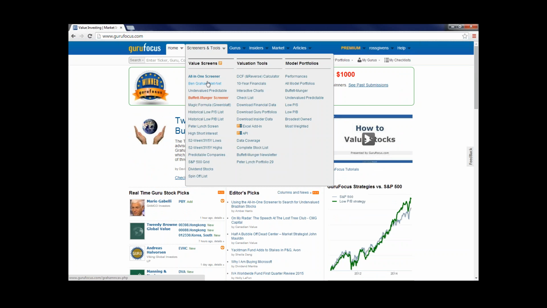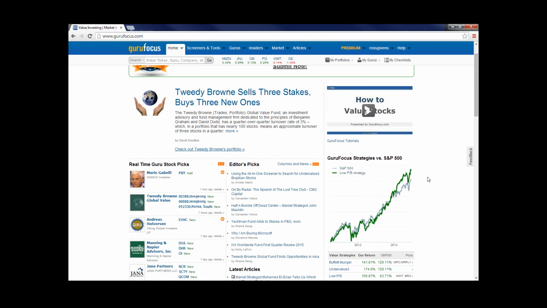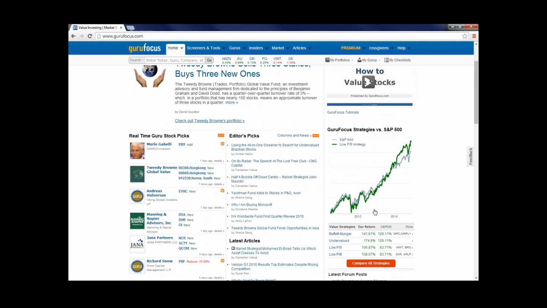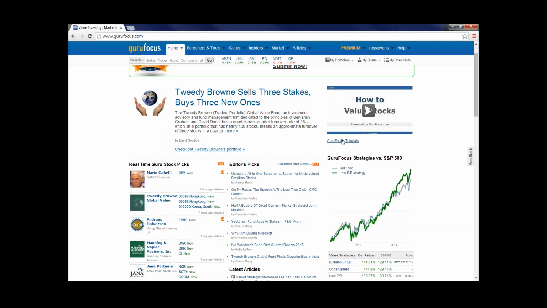Some of these screeners have outperformed consistently. Here, the low price to book strategy has been beating it. The Buffett Munger has been beating it. The undervalued stock screener has been really slaughtering it. Low price to sales has been beating it. And you can learn more about these. They're all free to you as a member.